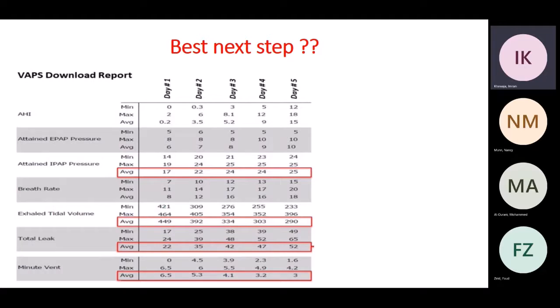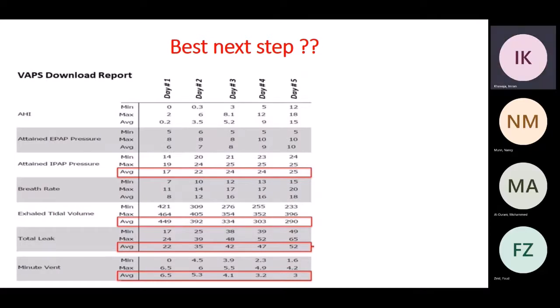So can you tell me here what's wrong with this patient? This is the VAPS download data for day 1, 2, 3, 4, 5. Any takers? Hamza, what's the best next step? Go over it with us, Hamza, what are you seeing? And then what's your next step?